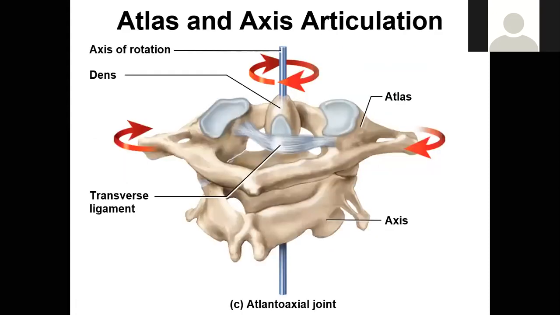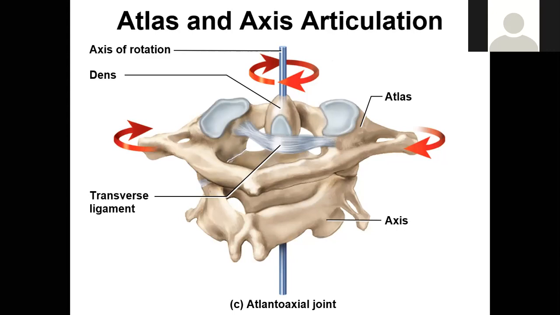When C1 and C2 are together, there's an actual ligament that protects the dens from breaking, because what happens is if somebody, quote unquote, breaks their neck, it's usually the dens that they break. All right. And once that's broken, you're done. You're pretty much gone.